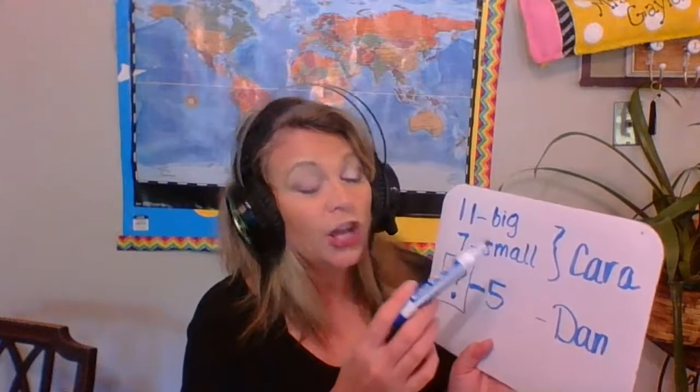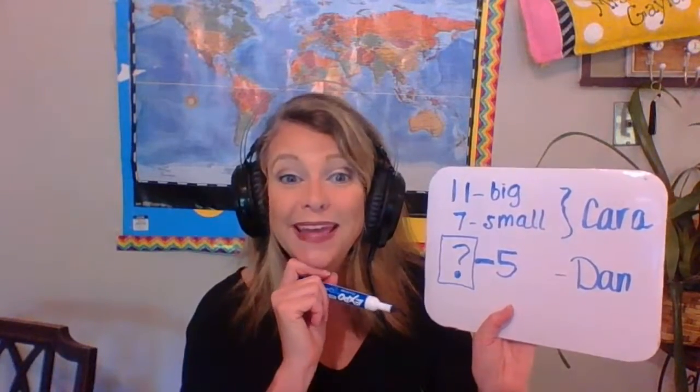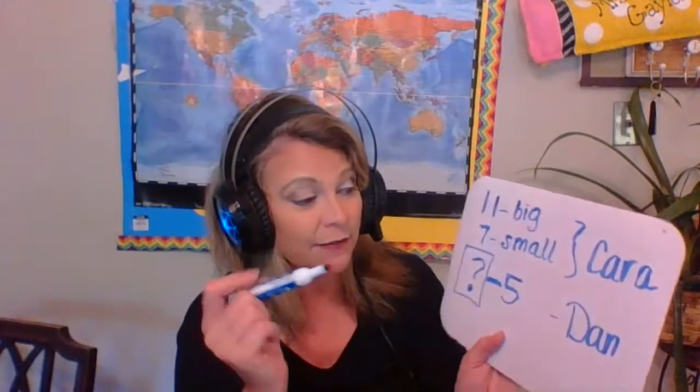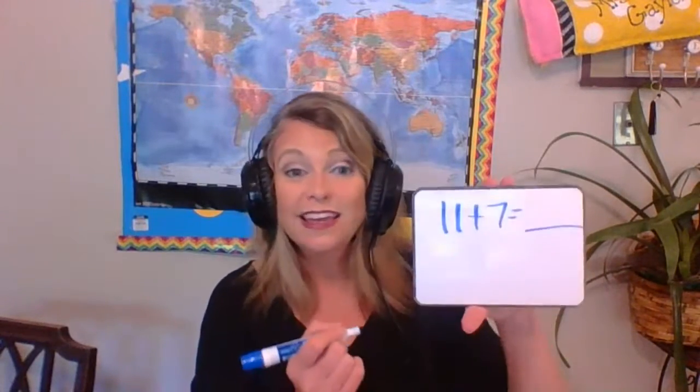Find what we know. We know how many apples Kara picked. She picked 11 big and 7 small. So let's write down here, how many would Kara have picked? 11 plus 7. Now, there are 2 ways to solve that. Hopefully, you know your facts. If you don't, you can use your number line.